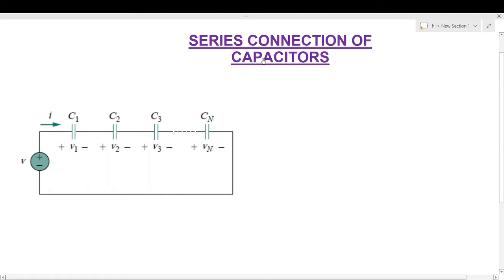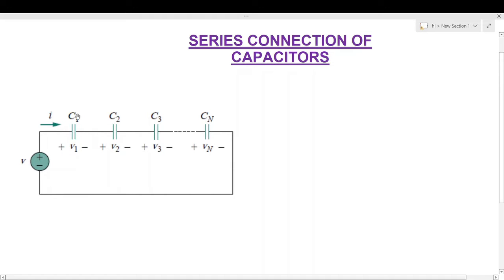In this video, we will see series connection of capacitors. For that, we have one circuit which has one voltage source and a number of capacitors connected in series as shown in the diagram. The amount of current flowing through all the capacitors will be the same, that is I, and the voltage drop across individual capacitors will be varying.